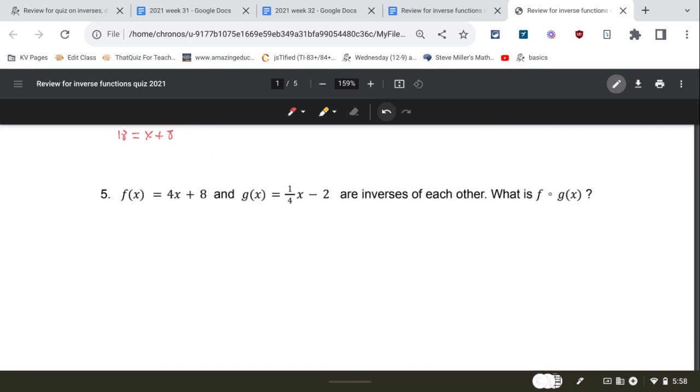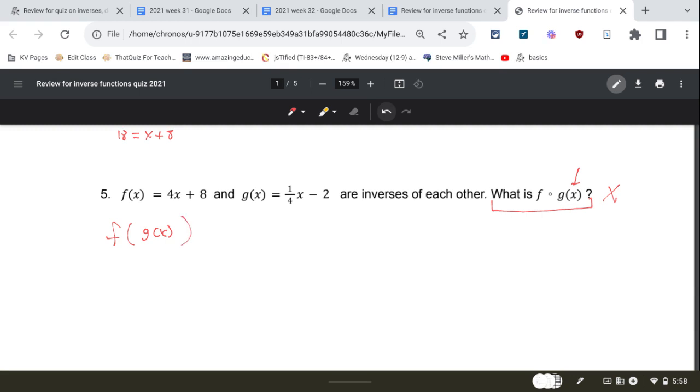Okay, number 5. These two functions are inverses of each other. What is f composed with g of x? Okay, now since we know that these two functions are inverses of each other, we automatically know the answer is going to be x. All right, it's just the number that you start with there. That's what it means for two functions to be inverses. They undo each other.